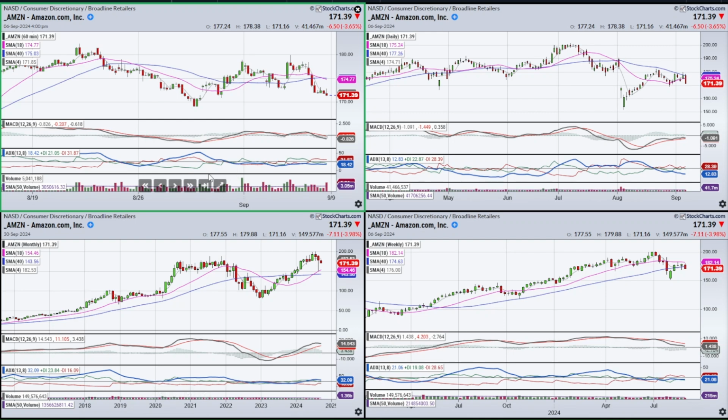Okay, so I've got my grid of Amazon up. I've got a monthly in the bottom left, weekly bottom right, daily in the upper right, and then an hourly in the upper left. Now when we look at the chart, the first thing I like to do is just take a quick glance and see if there are any setups or trends that are pretty glaring.